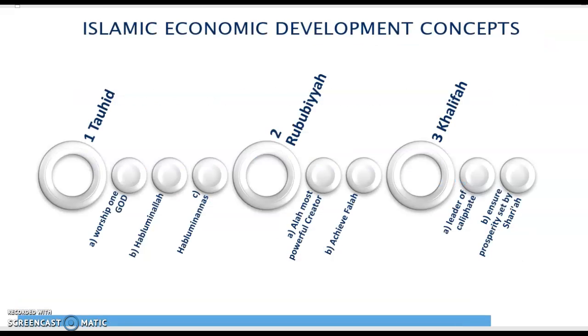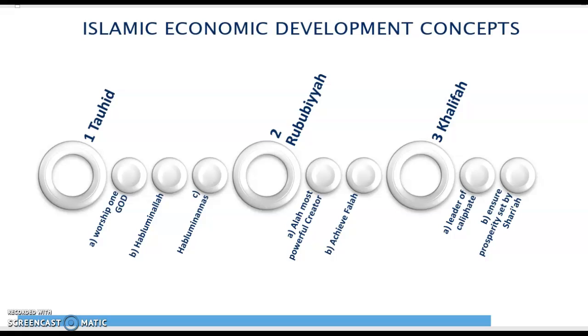Okay, economic development in Islam is based on three elements. The first is tawhid, meaning that we must emphasize the worship of only one God. It must be hablu minallah, meaning the relationship between the human being and their Creator, the one God, and also the relationship between one human being and another, among mankind, which is hablu minan nas.